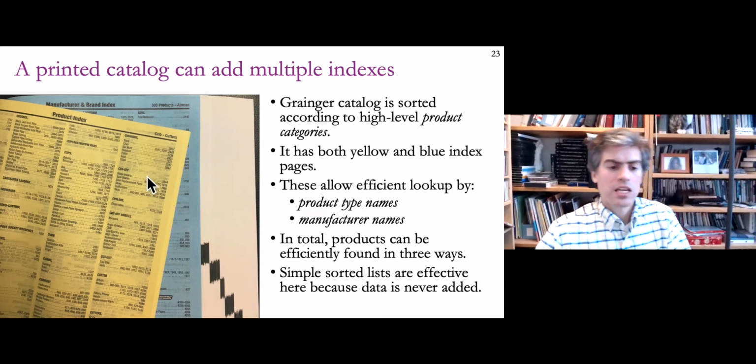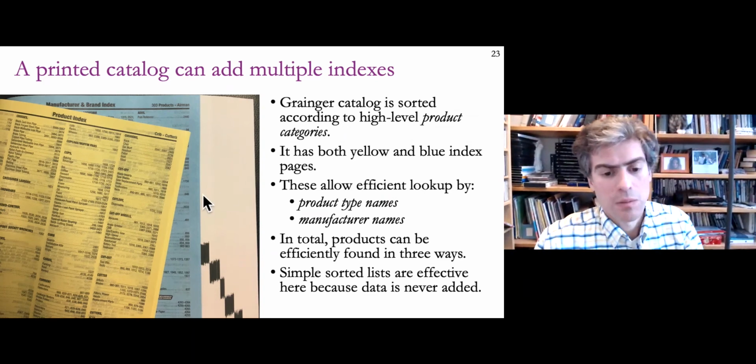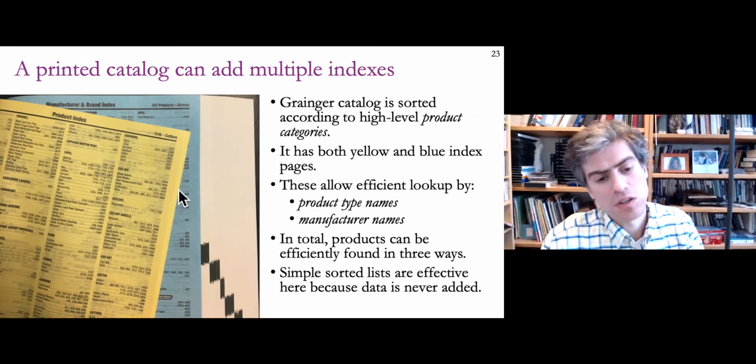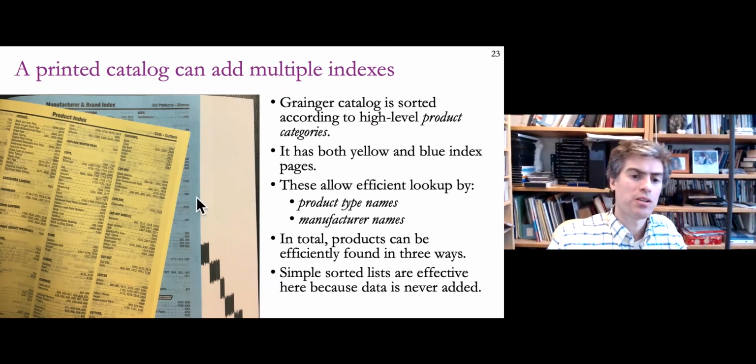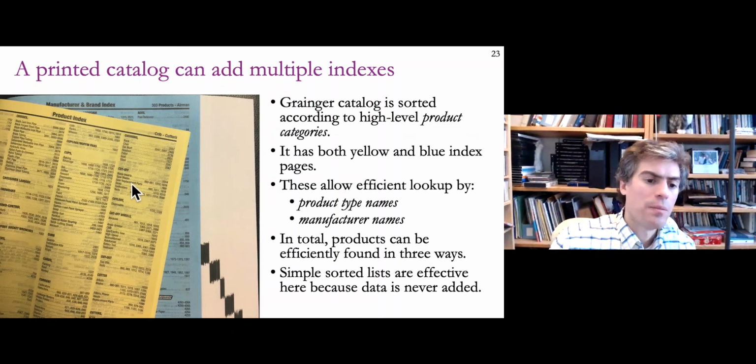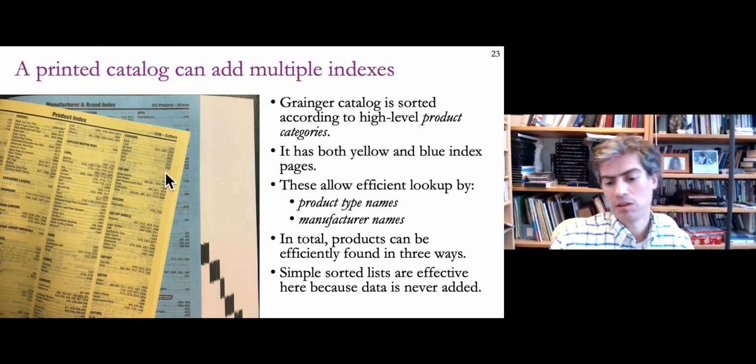So in this case, we are using simple sorting. The main data is sorted one way, and then we have additional indexes that are added. So we created additional pages. So we required additional storage to allow us to quickly find elements in this main data set that would otherwise be difficult to find.